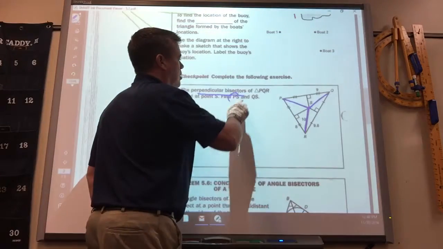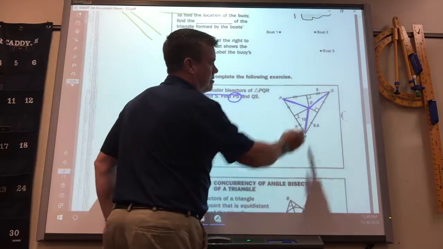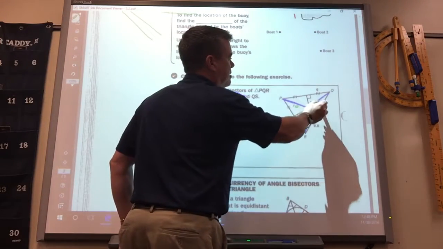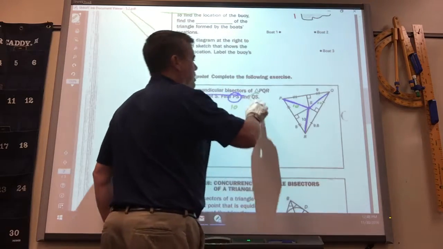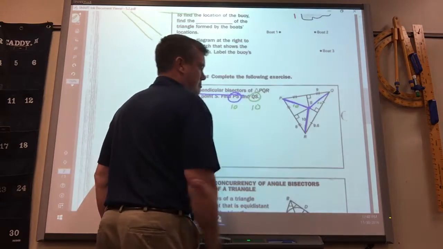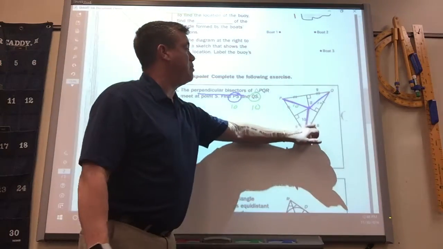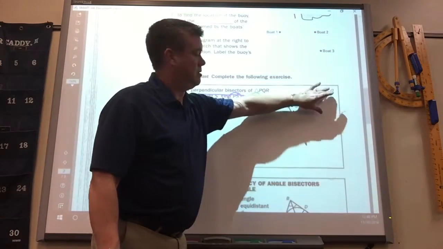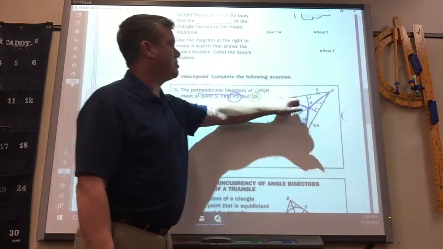So, how long is PS? 10. Because if that's 10, they're all 10. And how long is QS? 10, they're all 10. Okay. Here, this is 9.6, so would that be, because they're cut in half. This is 8, so would that be. This is 9, so would that be.